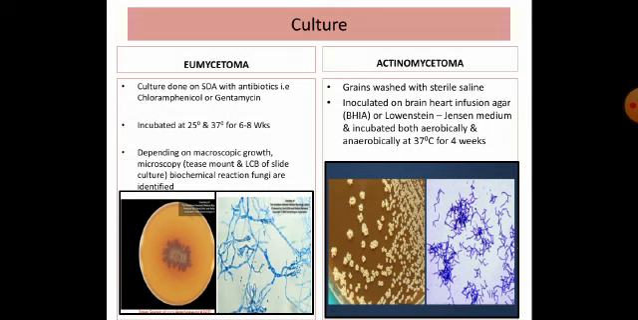In case of actinomycetoma, the grains are washed with sterile saline and then we put it onto a culture media, that is brain heart infusion agar, or the LG media can also be used. And then it is incubated at 37 degrees Celsius for 4 weeks. After that, same thing, we look at the macroscopic appearance of the culture and subject it for a gram stain, and depending on the type of bacteria which give different biochemical reactions, we make an identification of the bacteria.